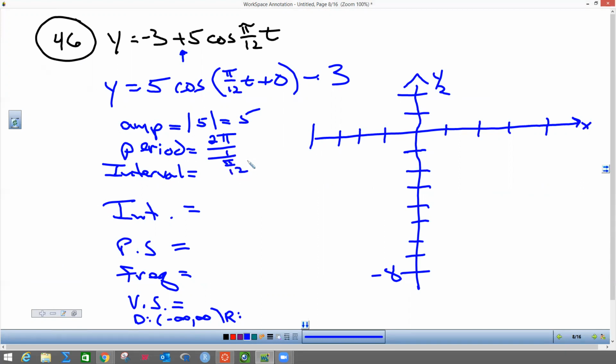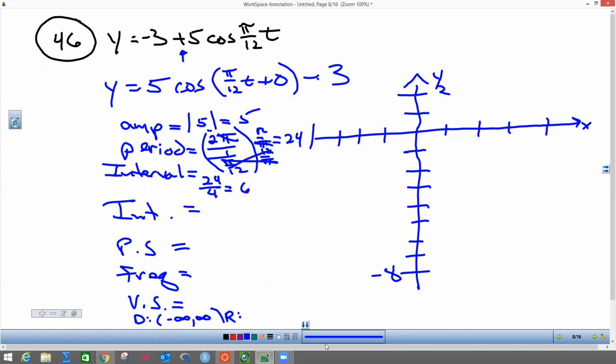So I'm going to do this. I'm going to do what I did last time. I'm going to multiply this by the reciprocal of that. Most of the answers will have pi in here, by the way, but these don't. Okay, so 12 times 2 tells me my period is 24. So my interval is going to be 24 divided by 4, which is 6.